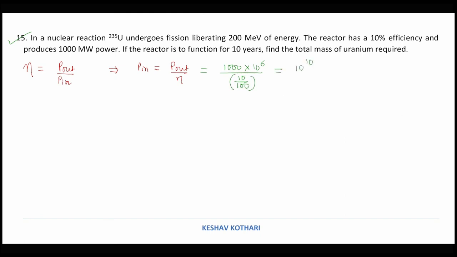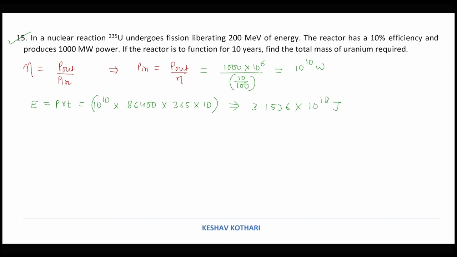Now energy required for this power can be calculated by simple calculation, that energy is equal to power into time. So power is equal to 10 to the power 10, and we have to do the calculation for 10 years. For one day there are 86400 seconds. For 1 year there is 365 days, and we are dealing with 10 years straight. So we multiply this parameter with 10. On calculation we end up getting a number like 3.1536 into 10 to the power 18 joule. So this is the energy requirement.